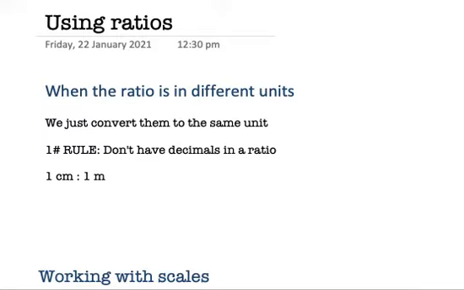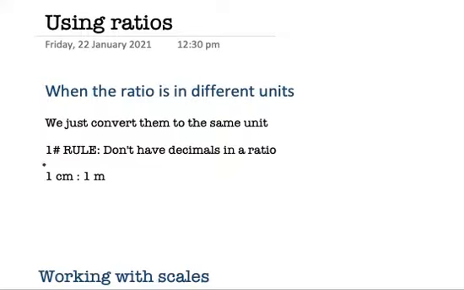Okay, so in this video, I'm going to show you guys how to use scales a bit more now that you actually know about them. So first, let's talk about when we have a ratio that's given to us with different units. All we need to do is convert them so they have the same unit, and we can just remove the unit. Now, there's just one rule when we do this, and it's that we don't like to have any decimals in our ratio. So I'll show you what I mean.